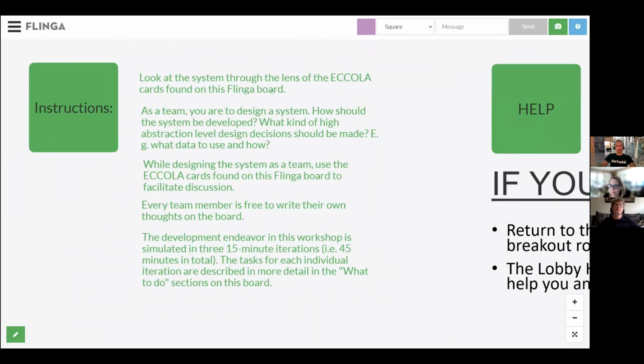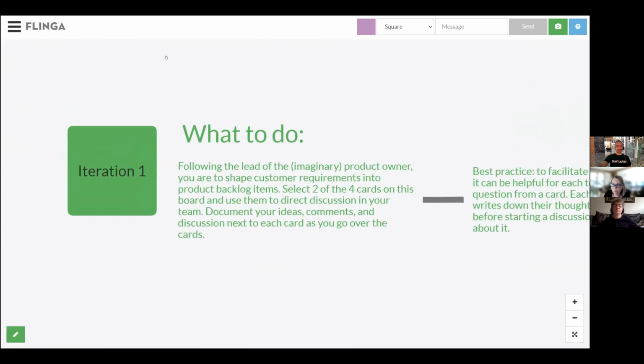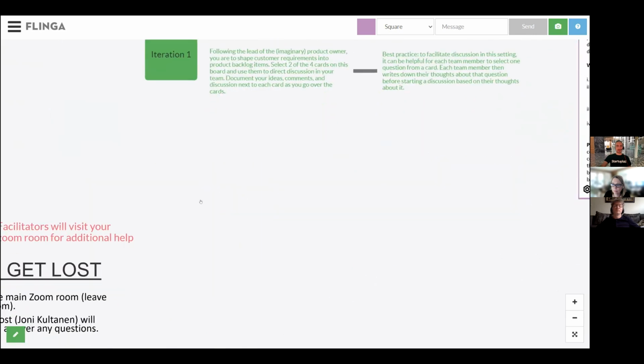So we will be looking at the case with the selected cards, and we are designing or developing the system with these iterations. We will be doing this by documenting the discussion in the Flinga board. Everyone in the room is free to write their own thoughts and ideas, and we will be working in 3 15-minute iterations, 2 with cards, 1 with user story. And of course, Joni will remind us kindly with the timekeeping. There is also a what-to-do section in each of the iterations. So we have iteration 1 here, iteration 2, and then we have iteration 4.